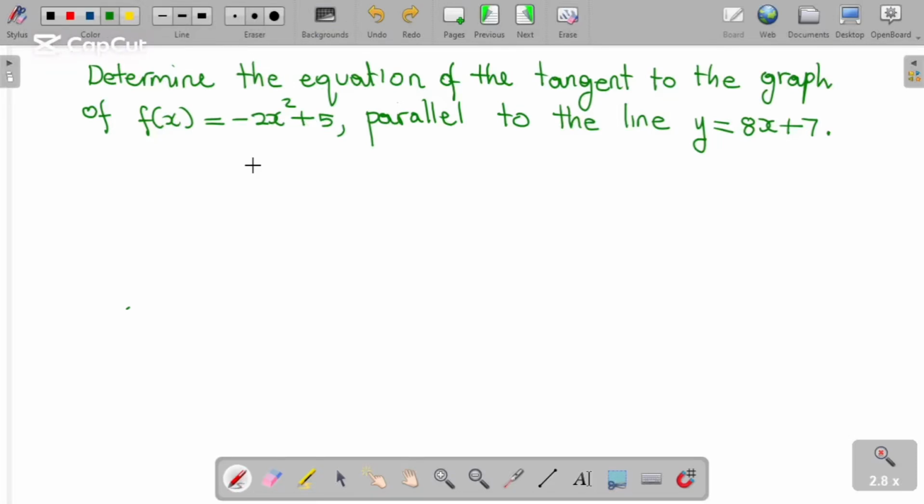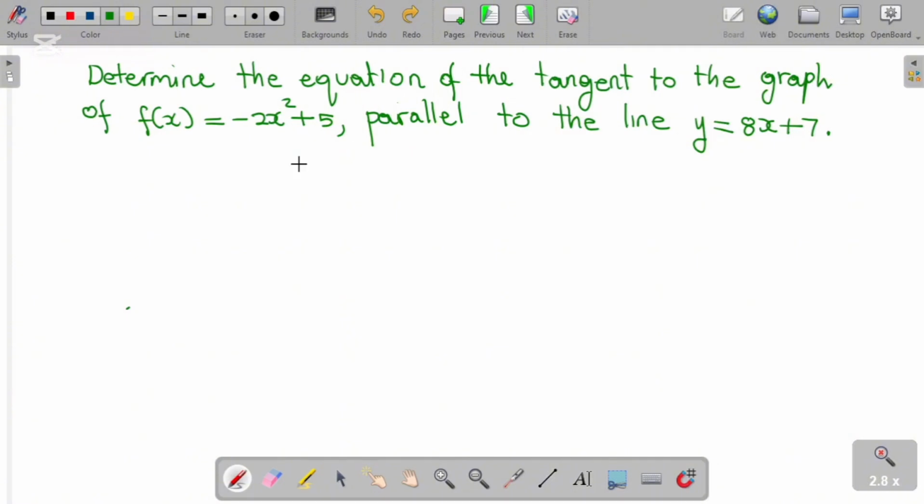In this video, we are going to determine the equation of the tangent to the graph of f of x equals negative 2x squared plus 5, parallel to the line y equals 8x plus 7. This is not a tangent. This line, y equals 8x plus 7, is not a tangent. But what we know is that this line is parallel to a tangent.